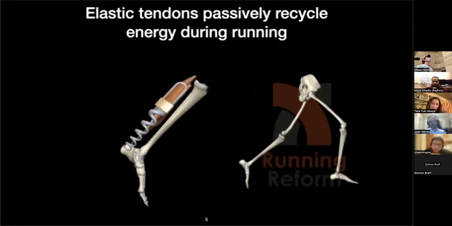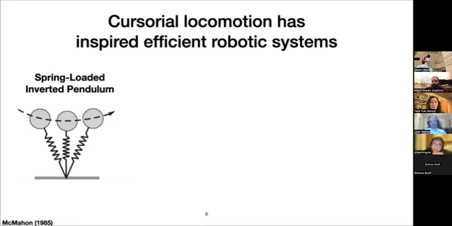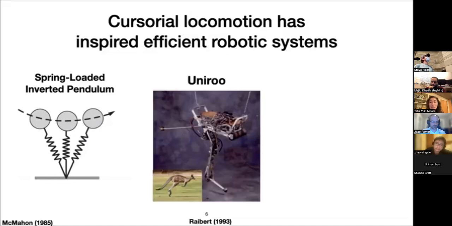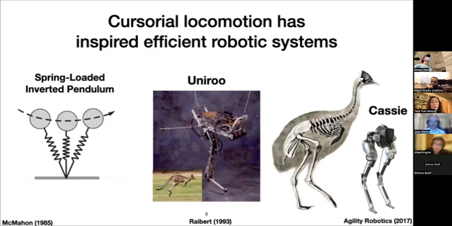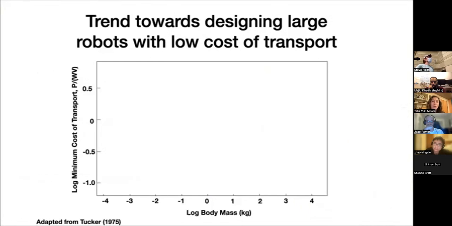The way that we model this kind of energy storage and return is using a spring-loaded inverted pendulum model, which many of you are probably very familiar with. This model is used to describe the motion of different animals, but it's also been used to help inspire the design of different robots. So these bio-inspired robots like Uniru from 1993 in Mark Raibert's lab, all the way until now, which is Cassie, the Agility Robotics robot that was based on a cassowary. These are exemplars of this trend towards designing large robots with low cost of transport.